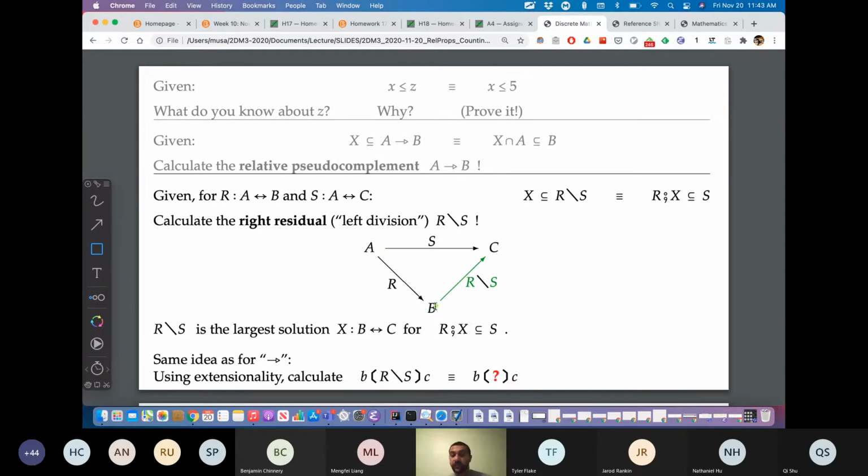Or another way to think of it is to go from B to C. How do you go from B to C? First, go back via R to get to A. Notice how R is under the division symbol, so we're going backwards. We're trying to undo R, and that's what assignment 4 is about. It's undoability. So we want to go from B to C. We walk backwards along R, and then we walk forwards along S. We want the best way to walk backwards and then forwards, and that best way is going to be called R under S.